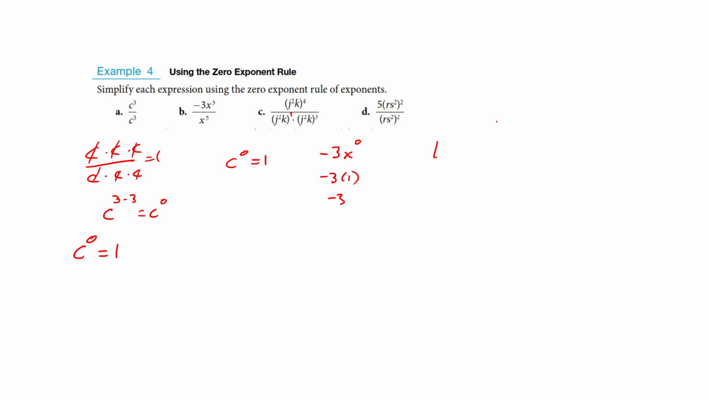Now, working on D here, I've got 2 of them on the top. Got 2 on the bottom. So again, you could think of this, these just cancel each other and they would become 1. But if you thought of it as subtraction, you'd have 5r to the 0. 2 minus 2 would make 0. So all of that is always, no matter what it is, anything to the 0th power is 1. So 5 times 1 is just 5.